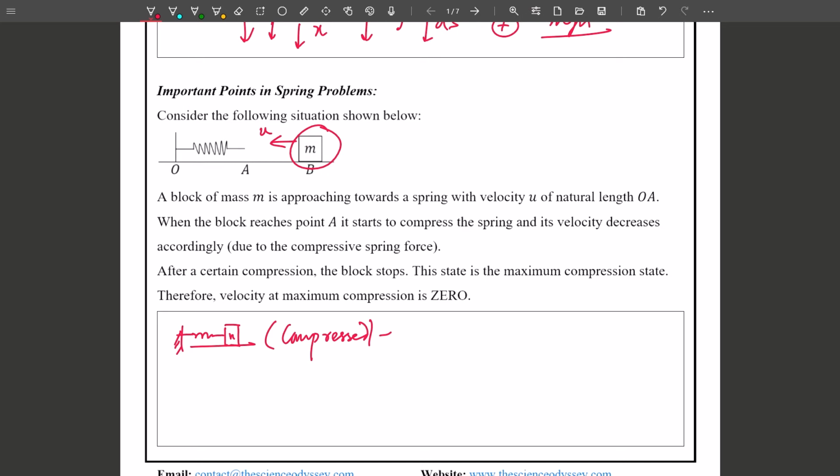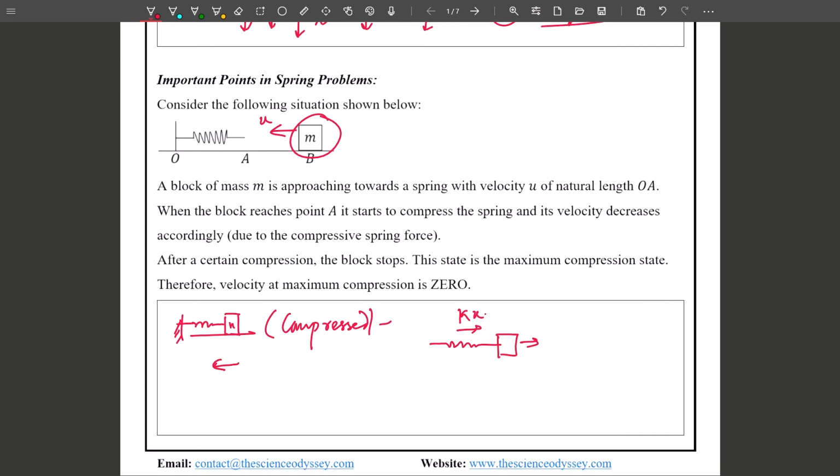If the spring is compressed, then the velocity of the block is decreasing and the spring is also being compressed. So when the velocity of the block becomes zero, then the spring is at maximum compression. After that, what will happen? The block will start moving in this direction, slowly increasing its velocity, and the spring force will be in this direction. So the important point here is that velocity at maximum compression is zero.